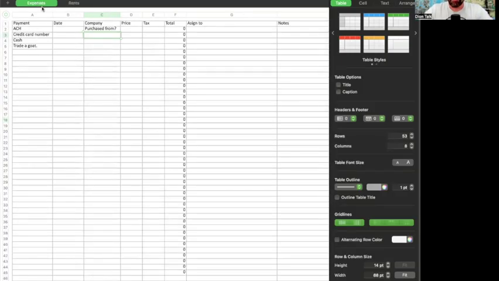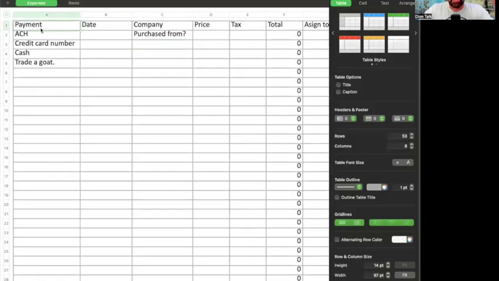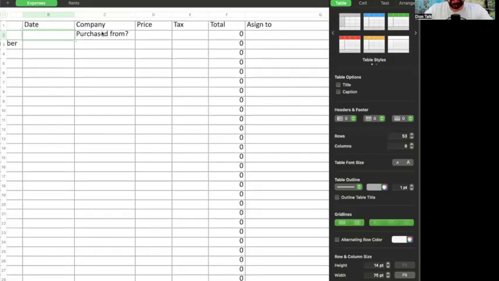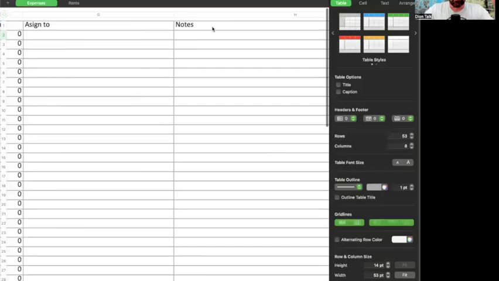Then I have a tab for expenses. And I'll break this down: the payment type, how did I pay for it? Was it ACH, a credit card? Was it cash? I put the date of the transaction so I can search by month if I need to. What store did I buy it at? How much did I spend at Lowe's this year? The price and tax have to be separate because tax is a different type of write-off than an expense that you have when you buy something for your rentals. Then what it's assigned to. Was this an expense for a rental, or was this for YouTube, or was this for the other side hustle that I have? And then notes.